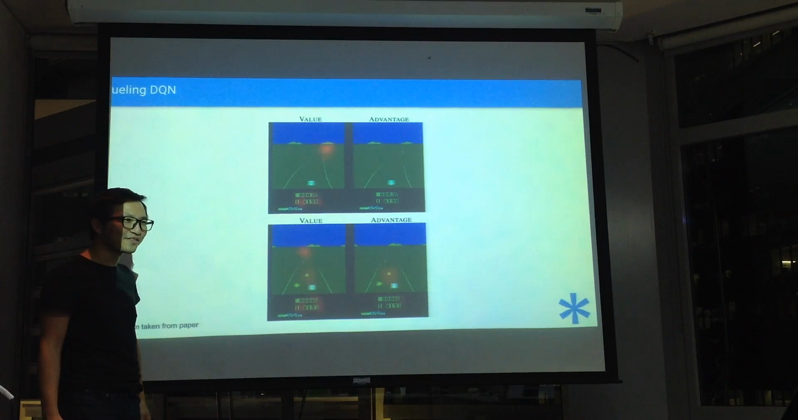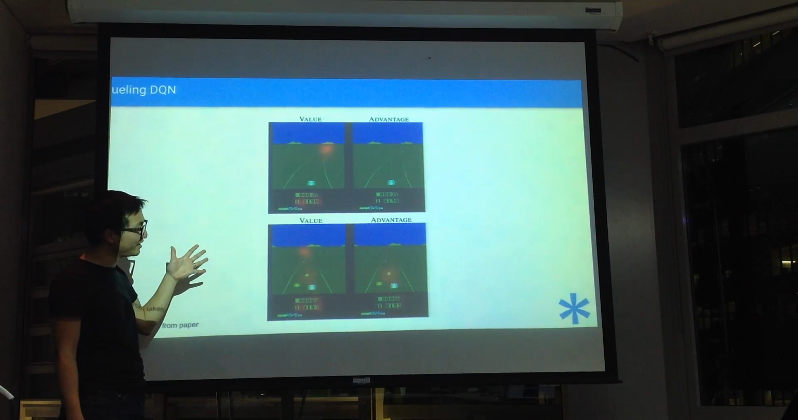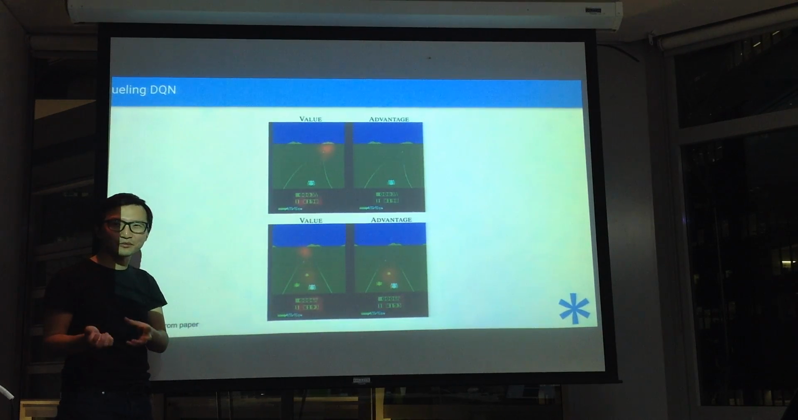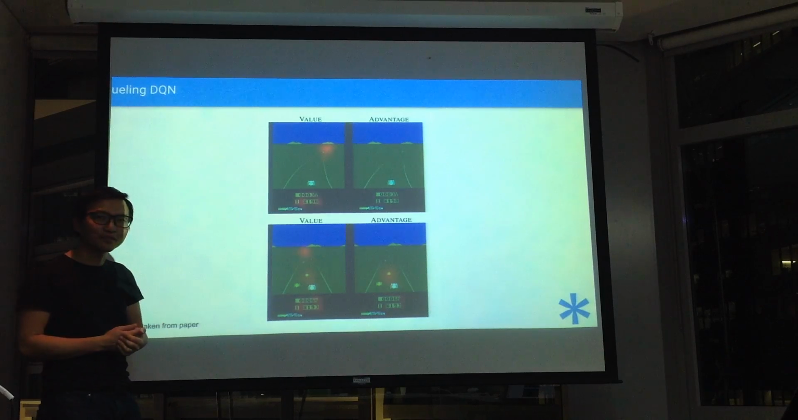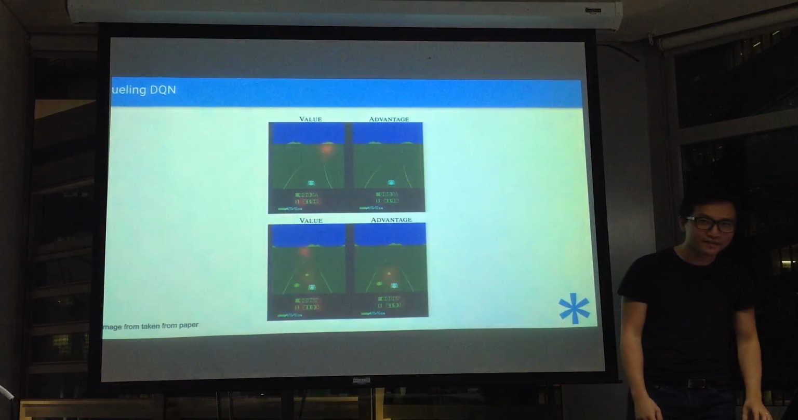Yeah. So they found, or the intuition was, that it actually eventually learns which actions are useful and which actions are not, when they've architected it that way.